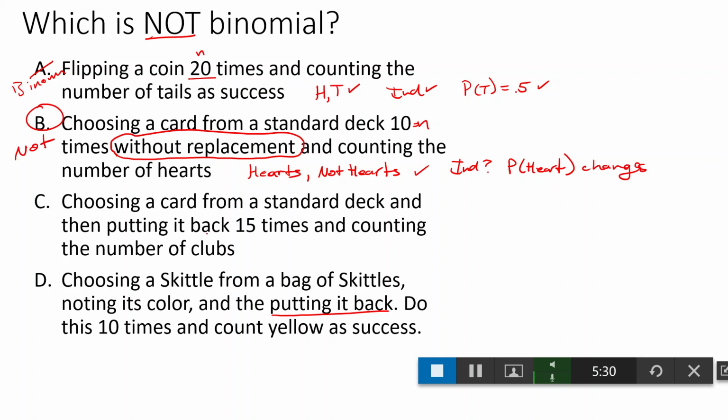All right, choosing a card from a standard deck and putting it back 15 times. So once we put it back, that makes it independent and the probability doesn't change. Same with our bag of Skittles down here. Choosing a Skittle from a bag of Skittles, noting its color, putting it back, do this 10 times, count yellow as success. So since we're putting it back, we're replacing it. Without replacement, that's a problem.